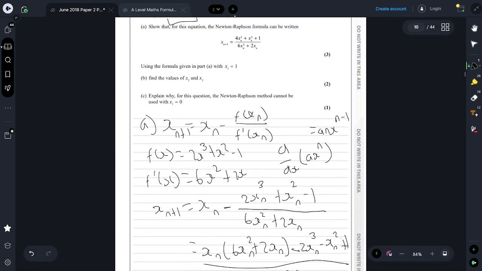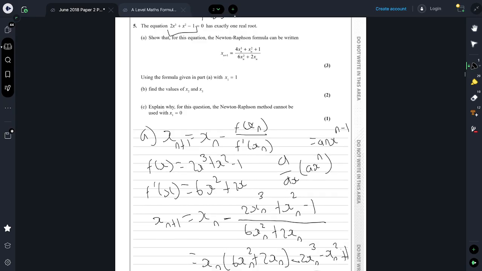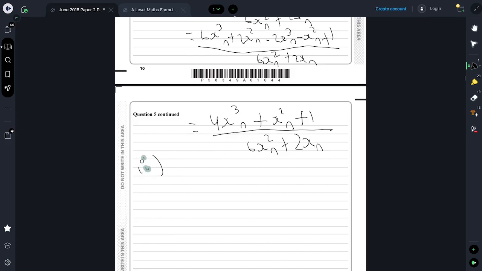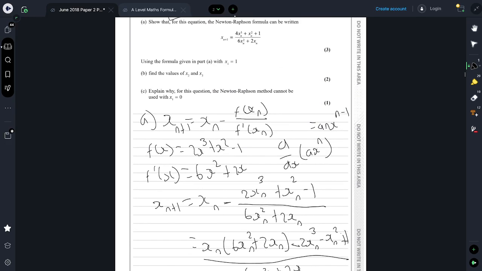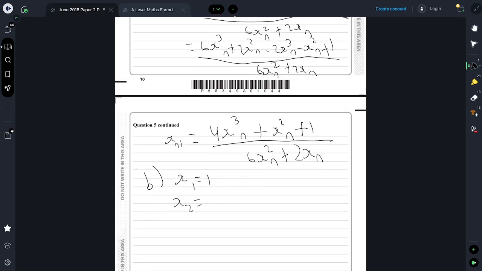Okay, so that's part A. Now it's saying, using the formula in part A, find the values of x2 and x3. Very, very nice question. And that's part B, not part A. x1 is 1, right? So x2, we just substitute it in. I don't really think you need to show your work in here, but it's safe to do so. All you're doing is substituting it in. So x_{n+1}, if you substitute it into here, n is 1, so 1 plus 1 is 2. That's going to be 4 of 1 cubed plus 1 squared plus 1 over 6 of 1 squared plus 2 of 1. And that's what you want to put into your calculator, right?